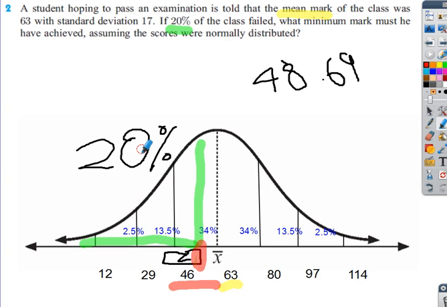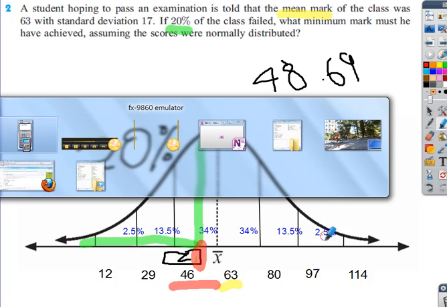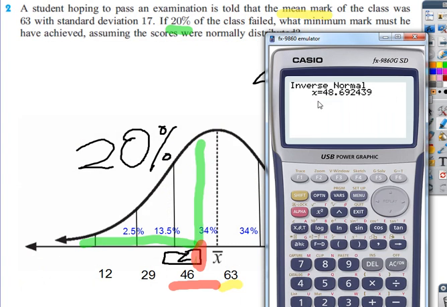Okay, so using inverse normal on a calculator and solving it that way. So on your screen, you'll have to write, or on your paper, area is 0.2, standard deviation 17, and the mean is 63. So I hope that that makes sense.